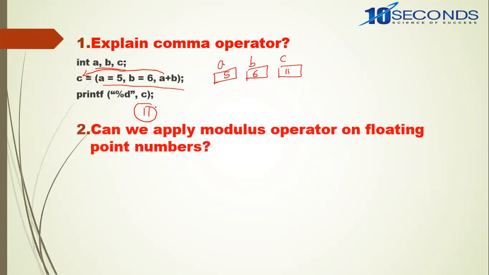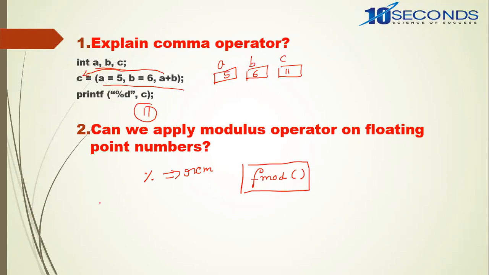Can we apply the modulus operator on a floating point number? Modulus is an arithmetic operator represented by the percentage symbol. It actually gives the remainder. The modulus operator cannot be applied on floating point numbers. But there is a mathematical function called fmod, which gives the remainder of two floating point numbers.